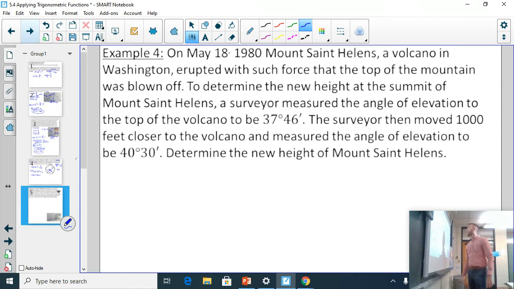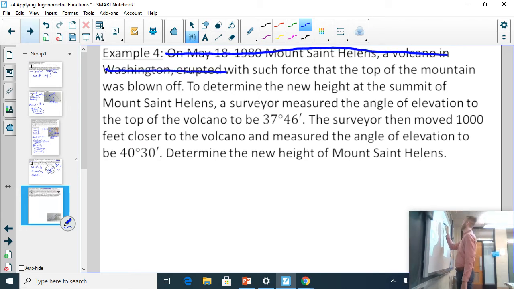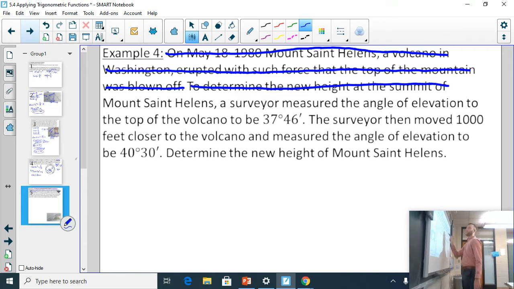On May 18th, 1980, Mount St. Helens, a volcano in Washington, erupted with such force that the top of the mountain was blown off. Interesting fact, but in a problem like this, I don't care. That tells me nothing I need to know. To determine the new height of the summit at Mount St. Helens, a surveyor measured the angle of elevation. Okay, so don't need that, don't need that, don't need that.